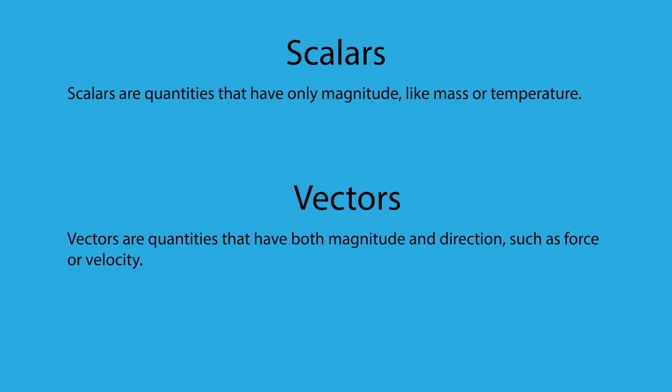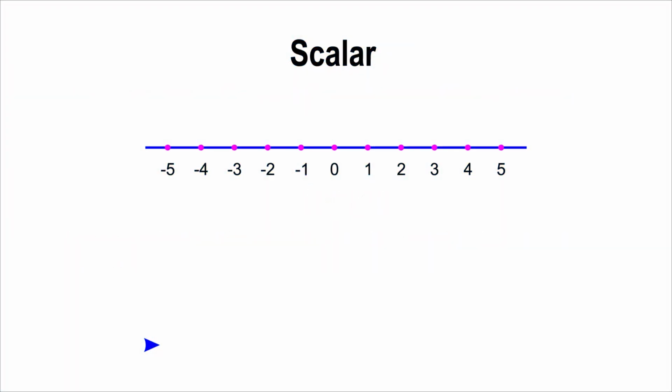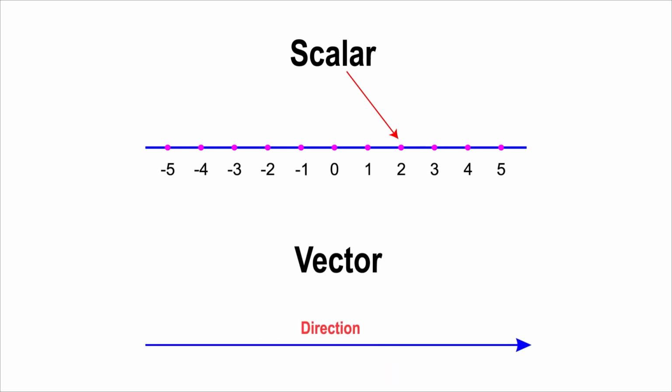To grasp these concepts visually, imagine a scalar as a single point on a number line, representing only its magnitude. In contrast, picture a vector as an arrow, with length indicating magnitude and direction showing its orientation in space. This visual representation helps in conceptualizing the differences between the two.